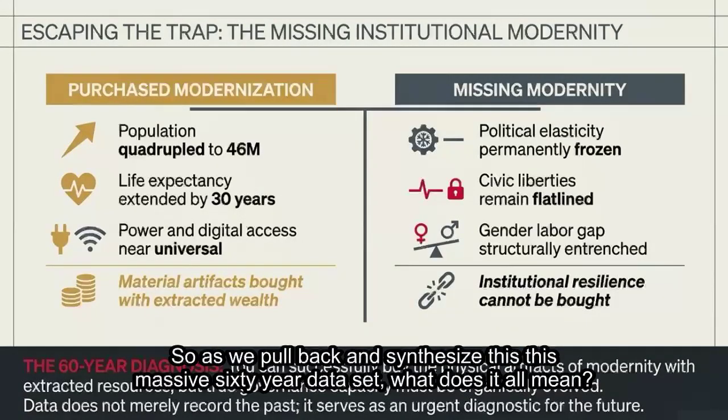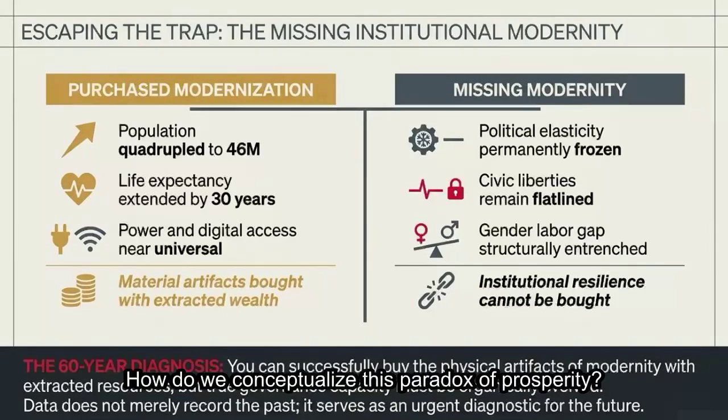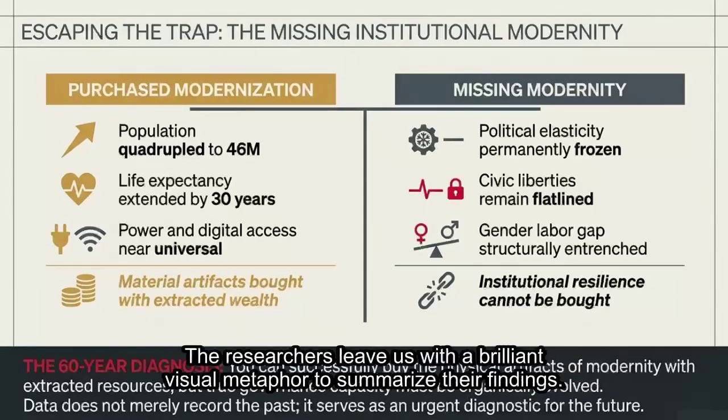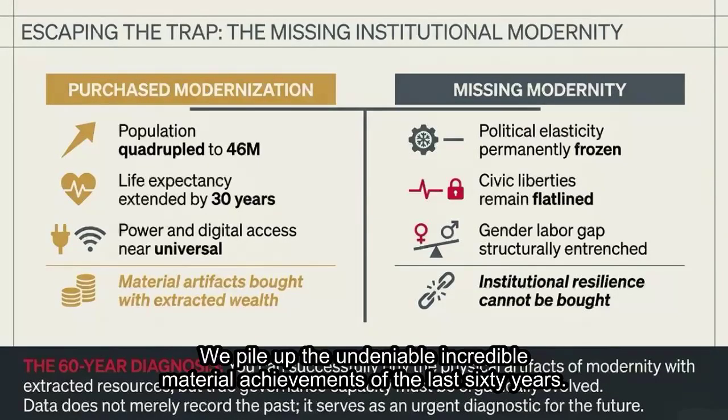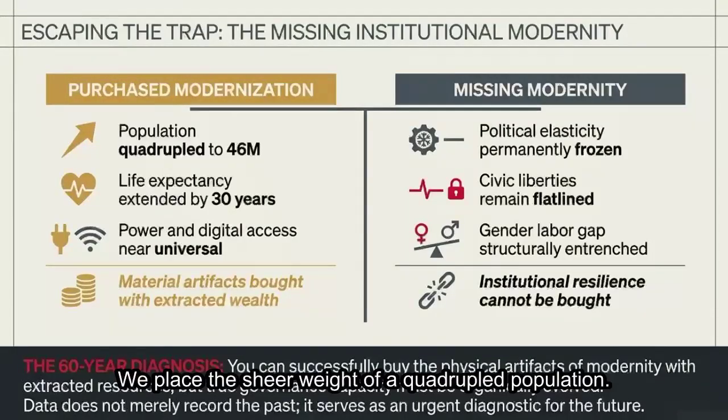So as we pull back and synthesize this massive 60-year data set, what does it all mean? How do we conceptualize this paradox of prosperity? The researchers leave us with a brilliant visual metaphor to summarize their findings. Imagine a set of classic brass balancing scales. On the left tray of the scale, we pile up the undeniable, incredible material achievements of the last 60 years.